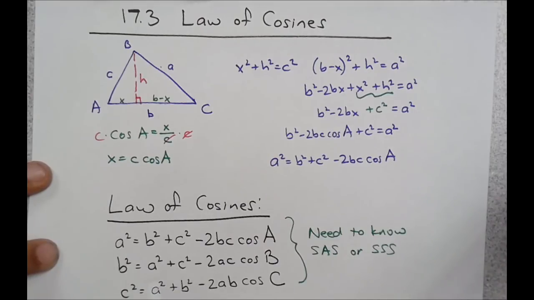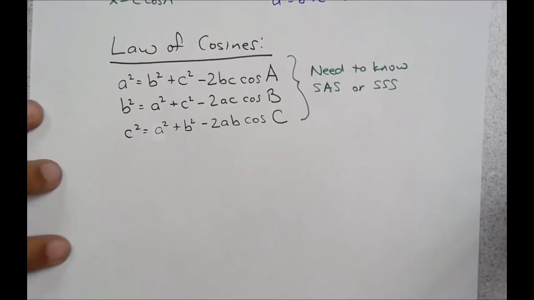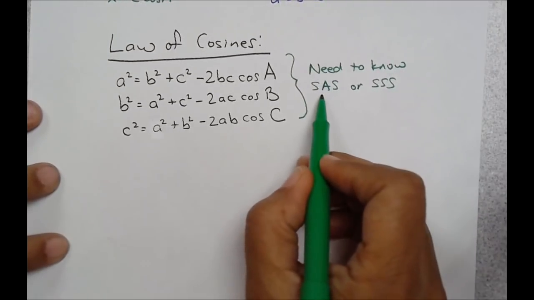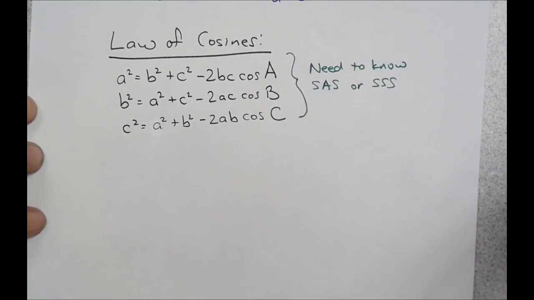So just so you know, on the test, you will be given a triangle and you'll have to know whether you use the law of sines or the law of cosines to solve. In order to use the law of cosines, it's either side, angle, side, or side, side, side. Everything else will be using the law of sines from yesterday. All right, let's do an example.